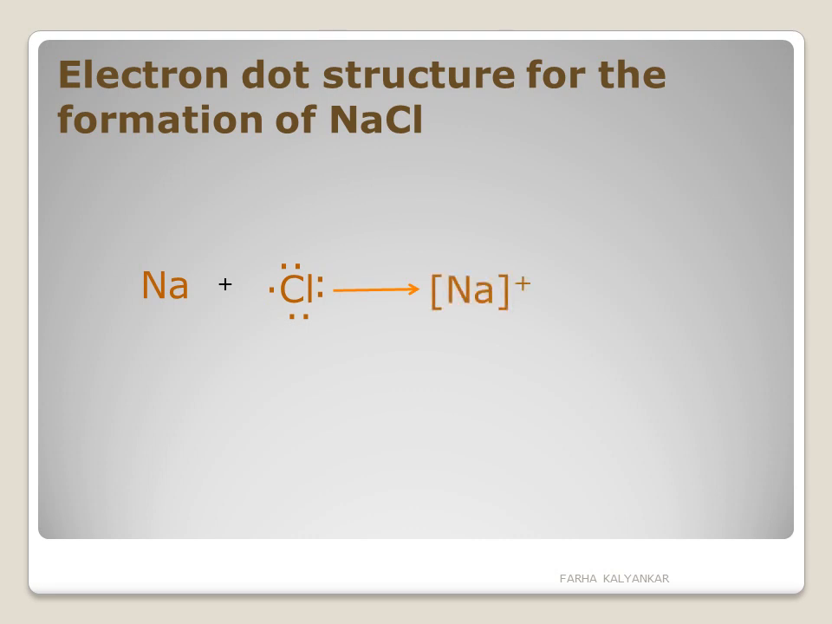The intermediate step is the formation of cation sodium and an anion of chlorine. The last step is the combination of these two ions, that is cations and anions, ultimately leading to the formation of NaCl compound.